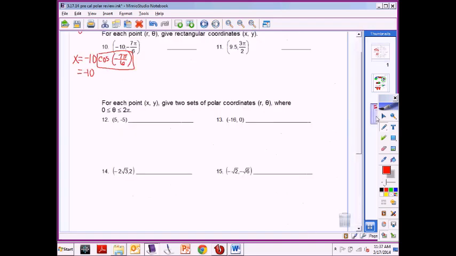So I come over here, I'm going to plug in. Where it said cosine of negative 7 pi over 6, I'm going to plug in negative square root of 3 over 2. And then I'm going to multiply. A negative times a negative is a? And 10 divided by 2 is? So my x is 5 square root of 3 over 2.